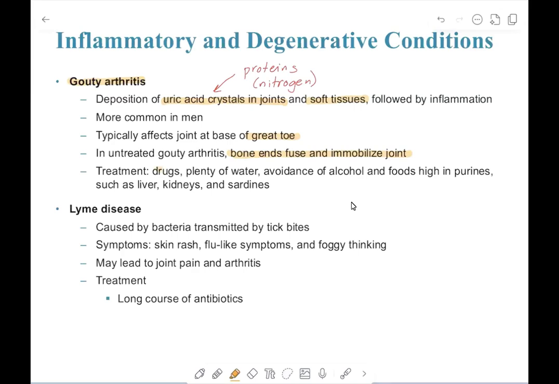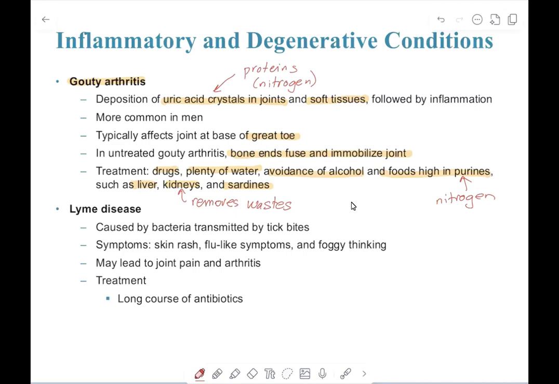So there are drugs, and plenty of water helps, along with avoidance of alcohol and foods high in purines. Purines are a chemical found in nucleic acids, but most importantly, they have nitrogen. And it's important to not take things that affect the liver negatively, kidneys or sardines. And kidneys are the main way that the body removes waste products and puts them into the urine.